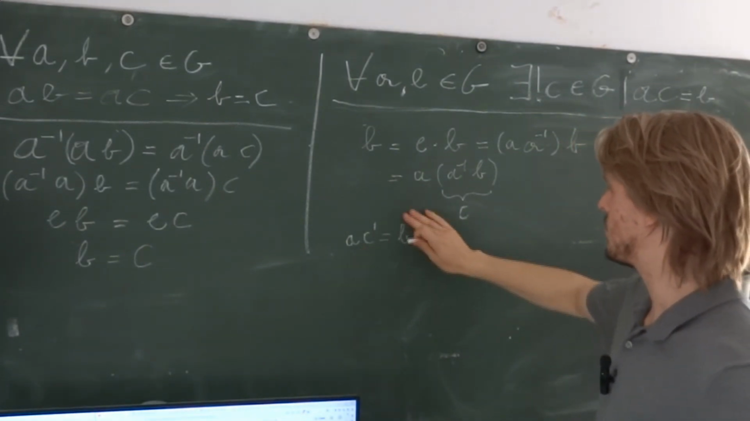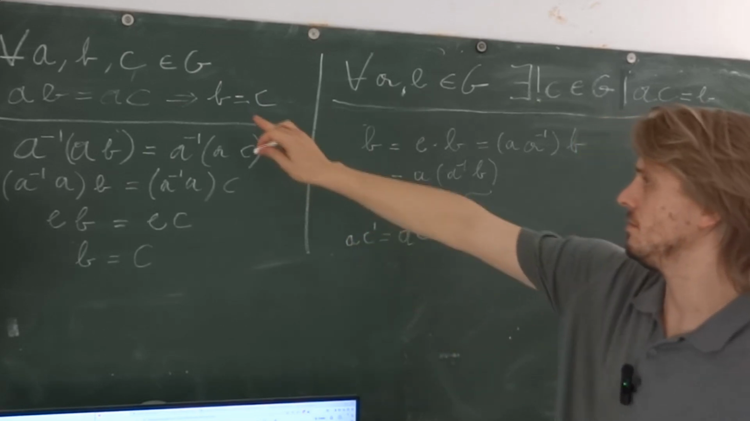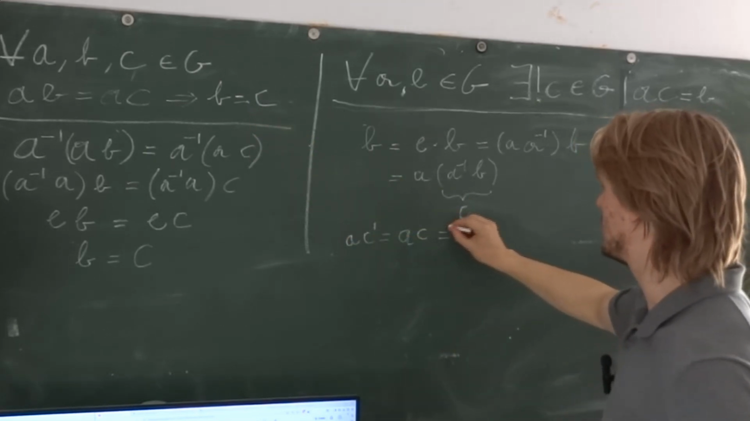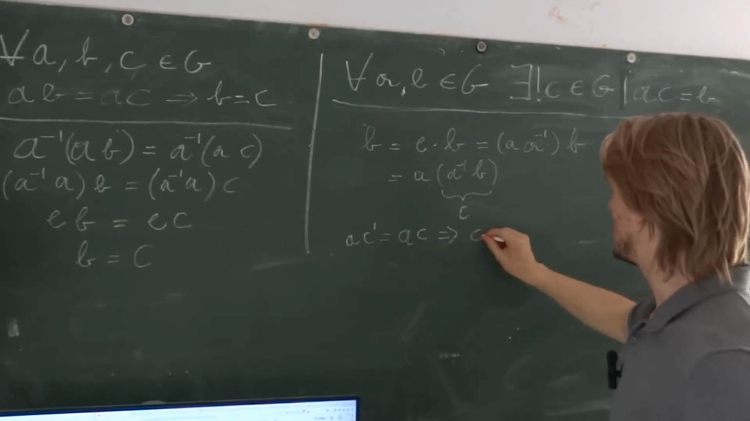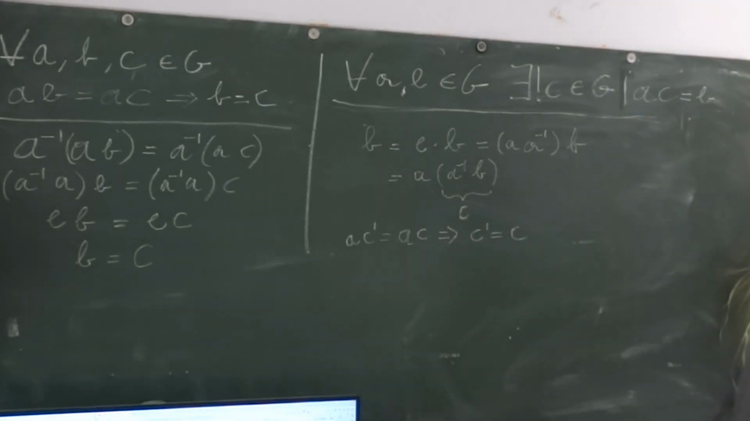Well, A times C prime would be equal to A times C. And because of our earlier exercise, C prime would in this case be equal to C. And we're done.